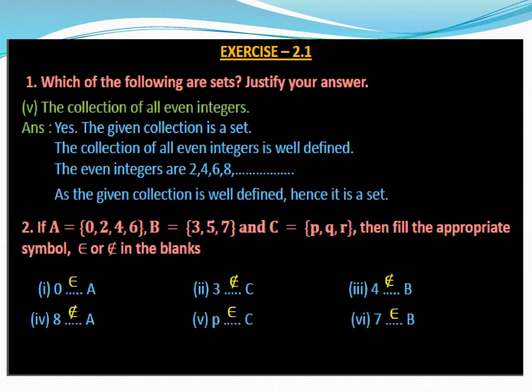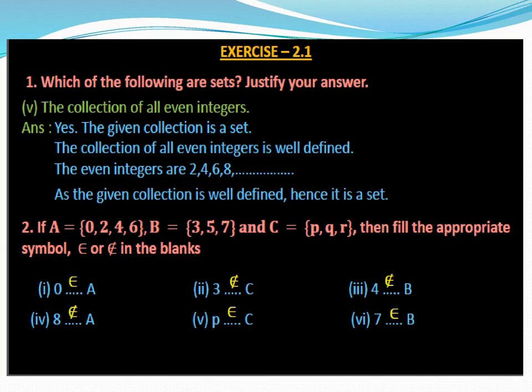Okay students, now we will solve the second problem. Three sets are given: A containing 4 elements 0, 2, 4, 6; B containing 3 elements 3, 5, 7; C containing 3 elements p, q, r. Fill in the appropriate symbol, belongs to or does not belong to, in the blanks. If an element belongs to the set, we put the symbol belongs to. If an element does not belong to the given set, we put the symbol does not belong to.